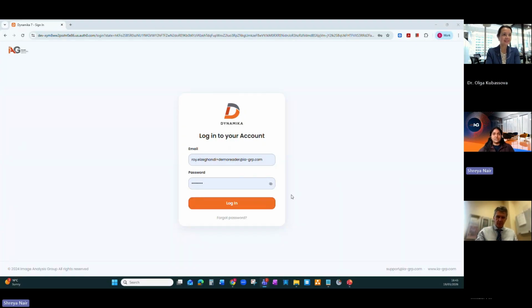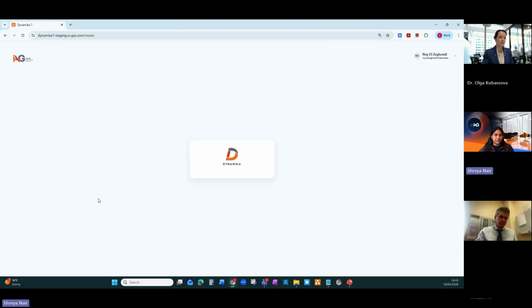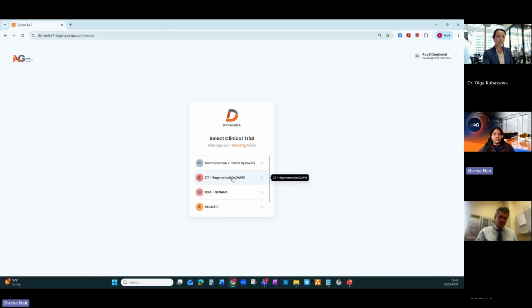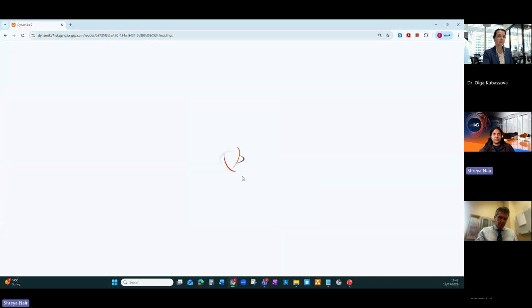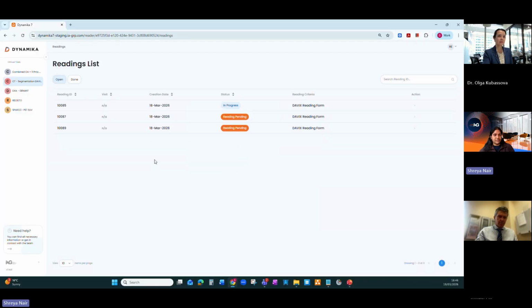Perfect. All right. So this is a login page for DYNAMIKA, and I'm logging in as a reader role. So I just need my credentials. As long as you have your credentials, you can log into the platform. I am given an option to select a particular clinical trial I'm part of. So I'll select my DAWICS clinical trial here. And this is a list of readings that is available to me. As a reader, you would see these lists of tasks that you need to open up. And let me just click on a particular reading task.